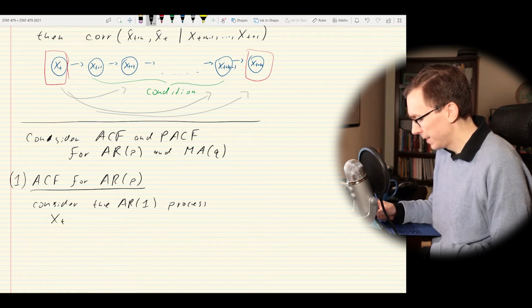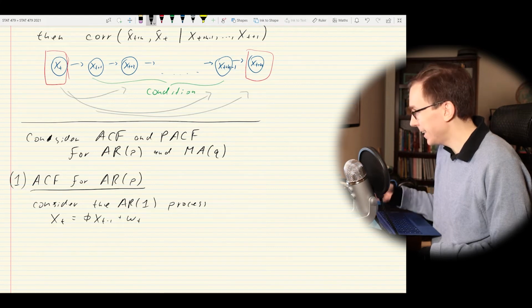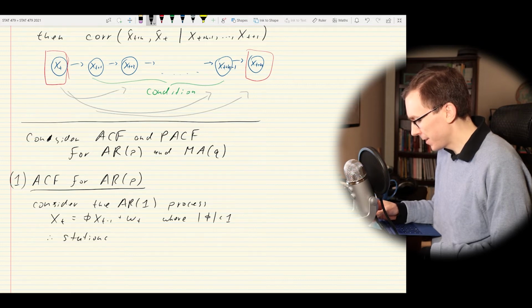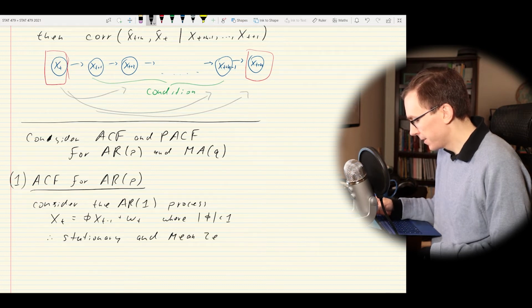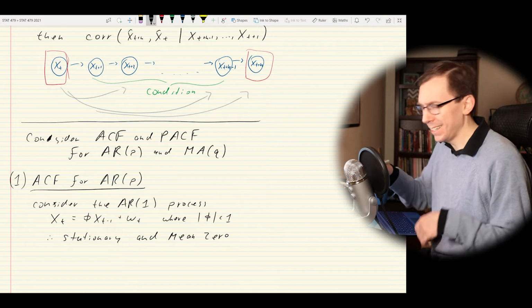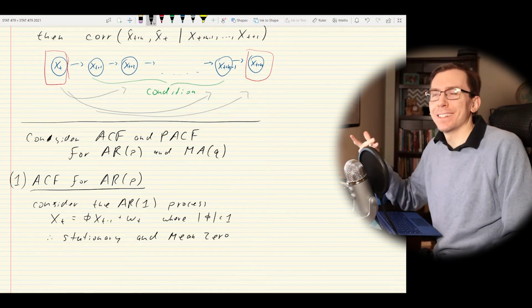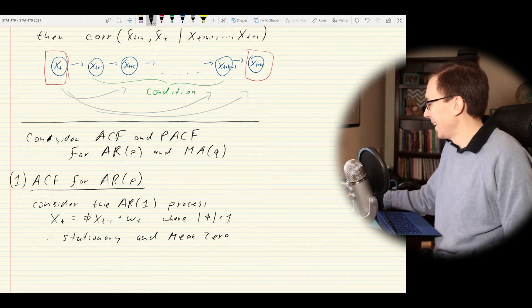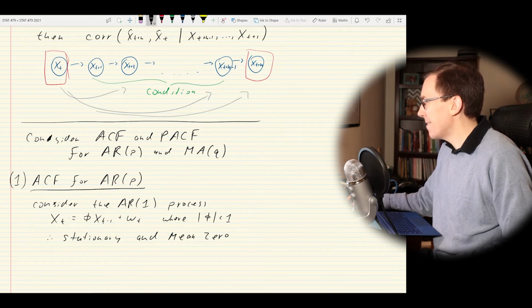which is just going to be xt is equal to phi xt minus 1 plus wt. And this is going to be, where, of course, we want phi to be less than 1 in magnitude. So we have, therefore, stationary. And we'll say mean 0, just so we don't have to worry about any non-zero mean. If we're computing autocorrelations, we're just going to subtract off the mean anyway, so who really cares, right? Okay, so we have that set up.